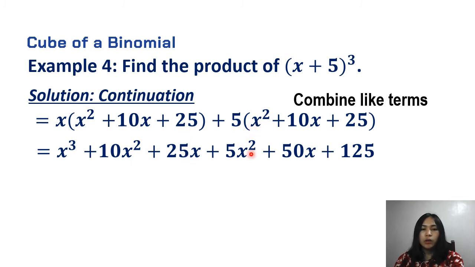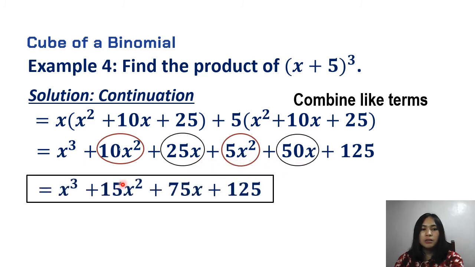5 times x squared, we have 5x squared. 5 times 10x, we have 50x. 5 times 25, we have 125. Now, combine like terms. So, 10x squared and 5x squared, and another pair is 25x and 50x.